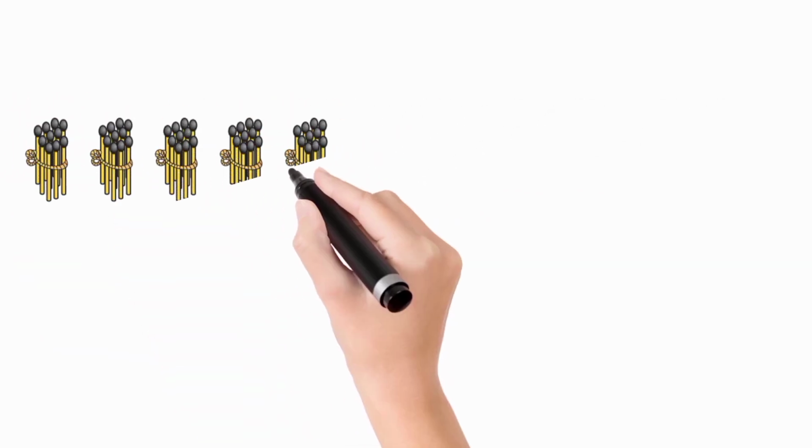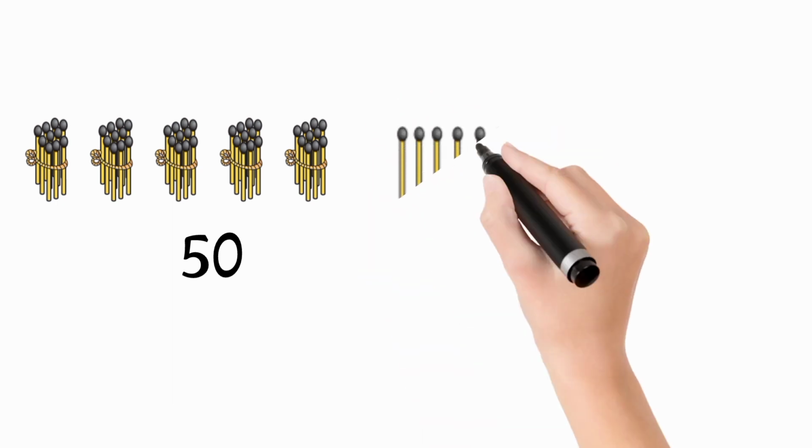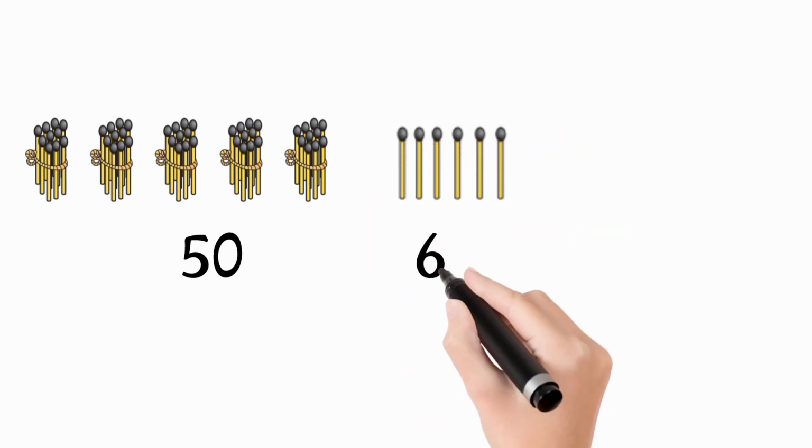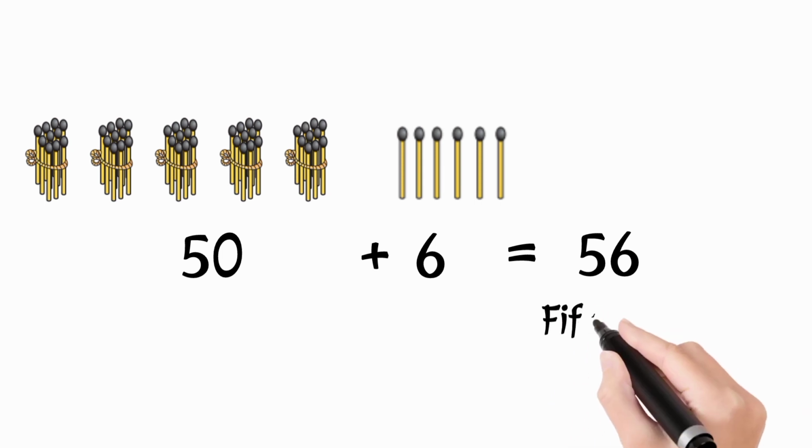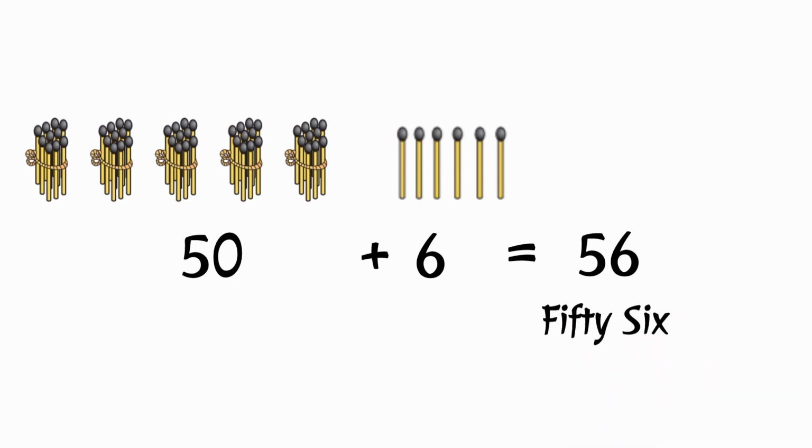Now we have 5 bundles, which means 50 and 6 loose matchsticks. So 50 plus 6 is equal to 56. 5 tens and 6 ones. 56. इसे 56 कहते हैं.